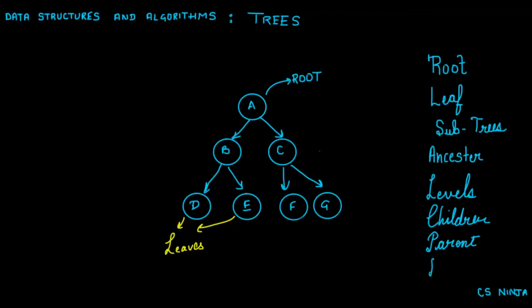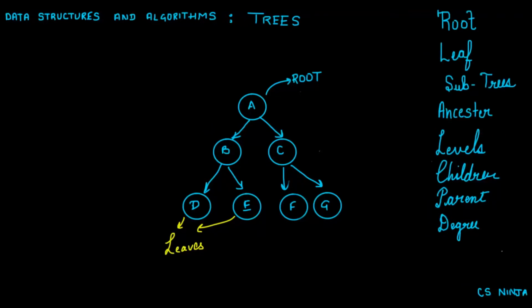Now it's time to define a new term, that is degree. Degree is nothing but the number of children a node is having. So in this case, A is having 2 children, hence its degree is 2. Similarly, B and C are also having degree as 2. But the leaf nodes are having a degree 0 since they do not have any children. Hence D, E, F and G will have a degree of 0.